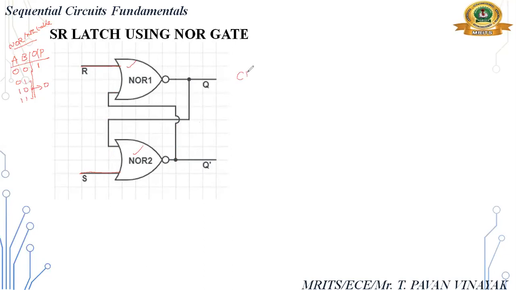Cross coupling means the first gate output is given to the second gate input. Similarly, the second gate output is given to the first gate input. That is the cross coupling.